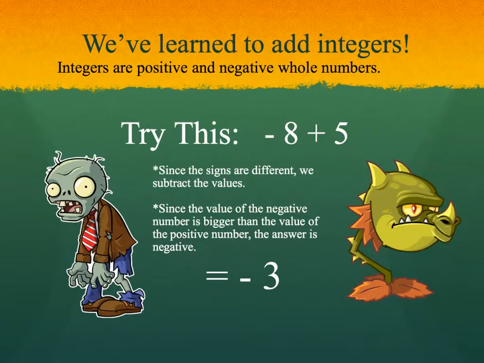Since the signs are different, we subtract the values of the two numbers, and since the value of the negative number is bigger than the value of the positive number, the answer is -3.